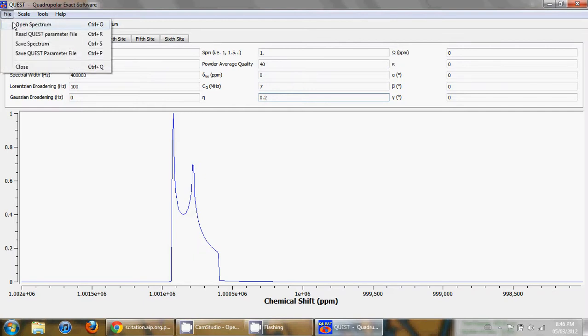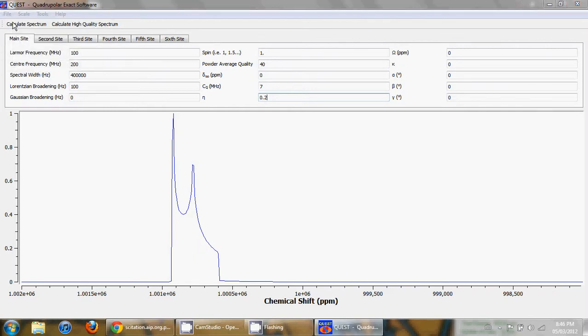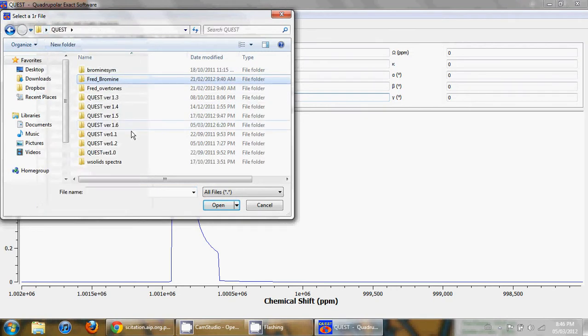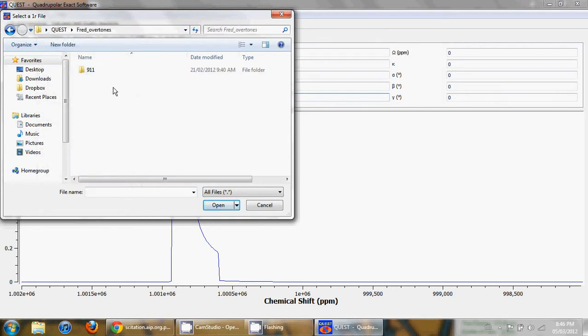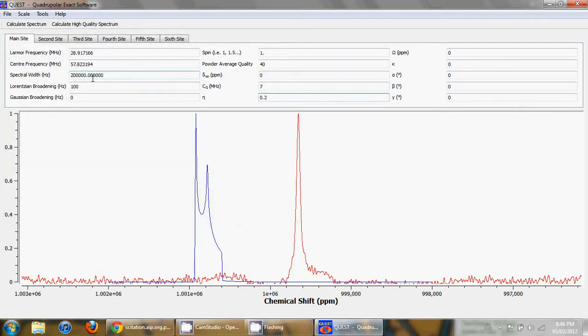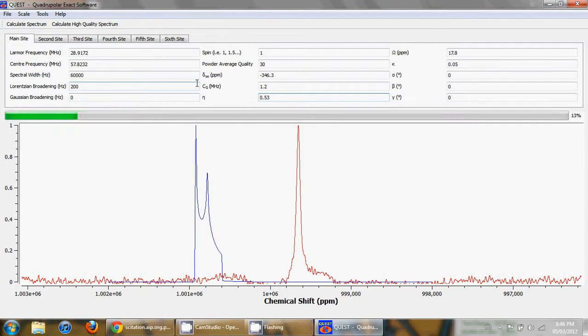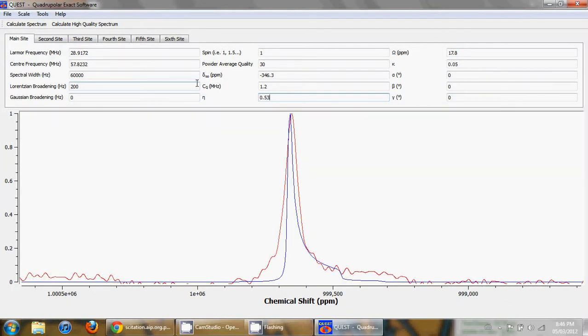So I'm going to open an experimental nitrogen-14 overtone spectrum that I have acquired. So this is for glycine. This is the experimental spectrum here, and I'm just going to read in the NMR parameters for this site, which I obtained from the literature. And so this is the simulation of this NMR spectrum.